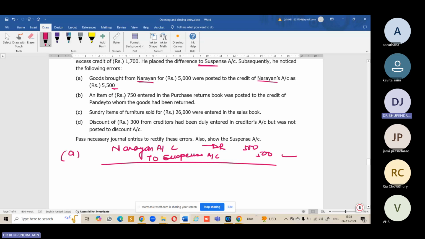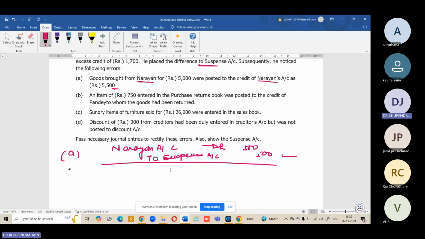An item of 750 entered in the purchase return book was posted to the credit of Pandey, to whom the goods have been returned. Very good. Now read carefully and just think what type of entry should be done. An item of 750 entered in the purchase return book was posted to the credit of Pandey, to whom goods have been returned.